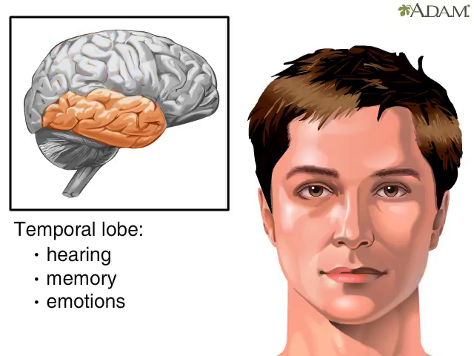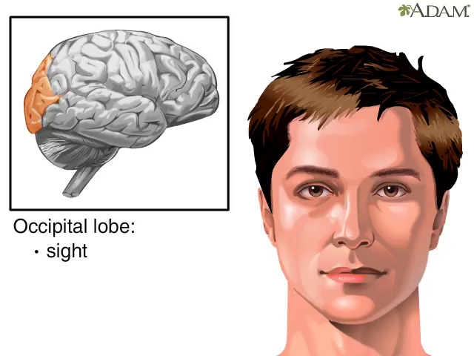Side view of brain with the temporal lobe highlighted, located just above the ears, underneath the parietal lobes. All sounds are processed in the temporal lobe. Musical notes go into a man's ear to show hearing. They are also important for learning, memory, and emotion.